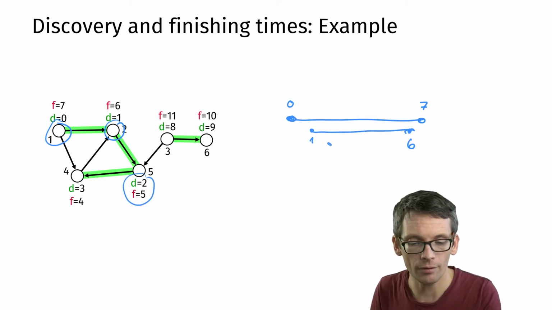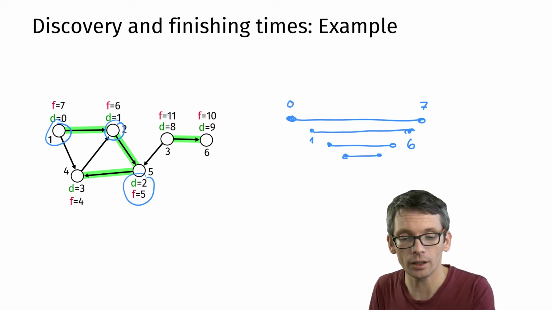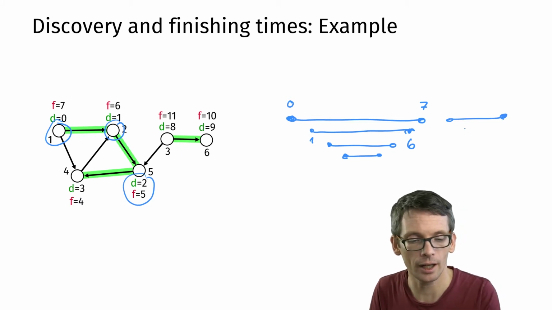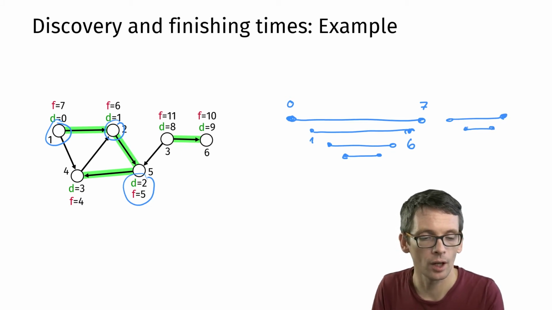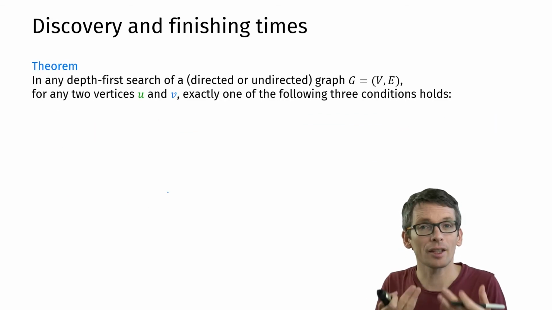2 and 5 is here, so that's also fine. 3 and 4 is also fine in terms of parenthesis structure. Now we have 8 and 11, so that's actually after 7. So that's here. 9 and 10 is inside of that. So as you see, we have a valid parenthesis structure. And this holds in general.